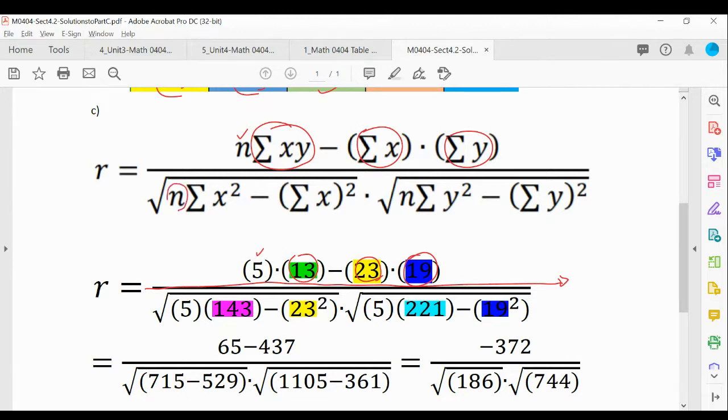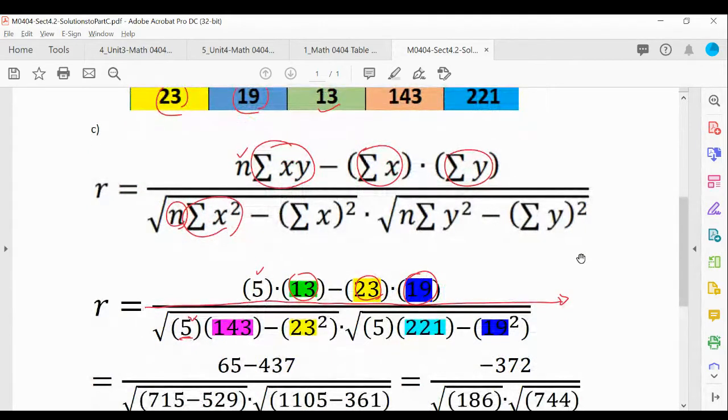So on the bottom we have square root of n. So again, n is 5. Then we have times sum of x squared, which we got 143. The sum of 143, that was in our table, minus the sum of x, which was 23, and we square that. Remember, we got 529 for this number, so we can replace this with 529. Same thing for the second part.